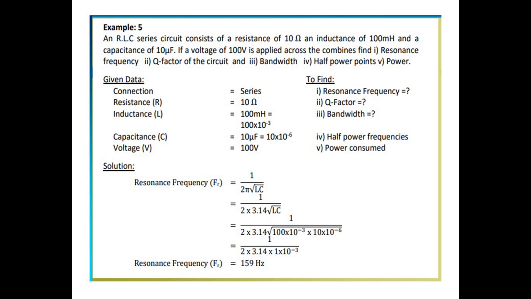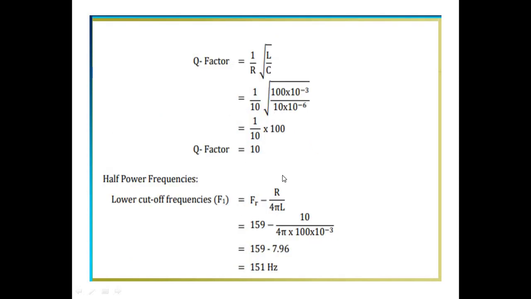Resonance frequency F is equal to 1 by 2 pi root LC, which is 1 by 2 into 3.14 root of 100 into 10 to the power of minus 3 into 10 into 10 to the power of minus 6, equal to 159 Hertz. And Q factor is equal to 1 by R root of L by C, which is 1 by 10 root of 100 into 10 to the power of minus 3 divided by 10 into 10 to the power of minus 6. The Q factor is equal to 10.